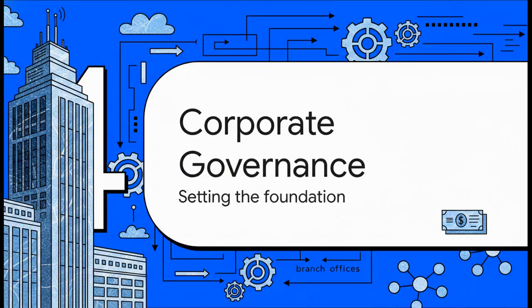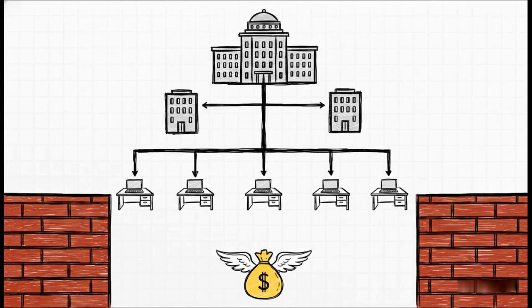Section 4, Corporate Governance and Structure, Setting the Foundation. Let's shift gears a bit and visit Corporate HQ. This is where the overarching rules, the billing, and the structures for all the branch offices are set and enforced.